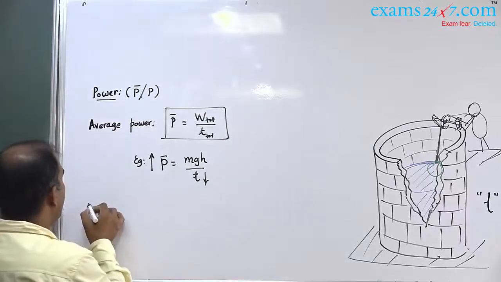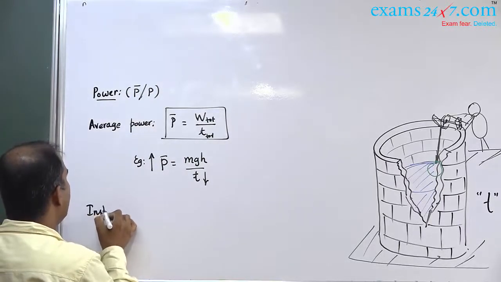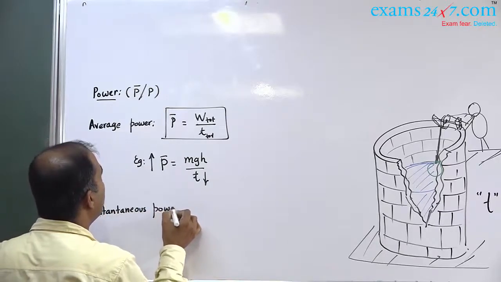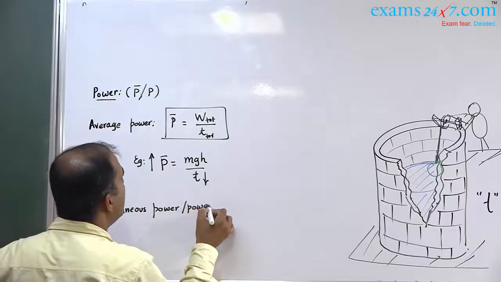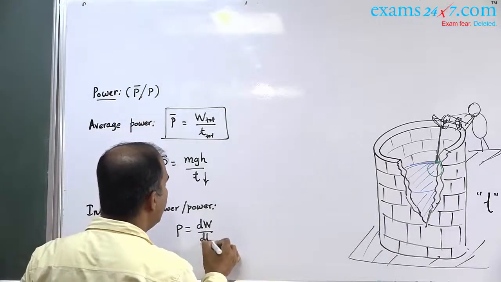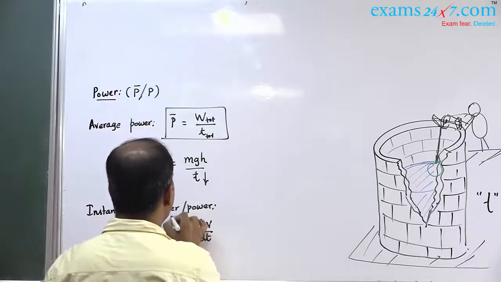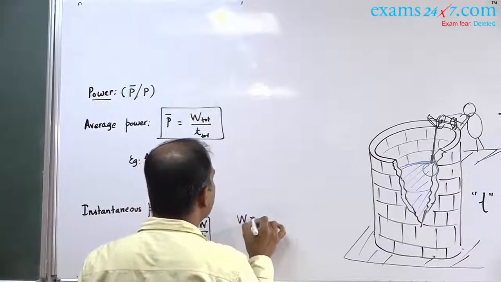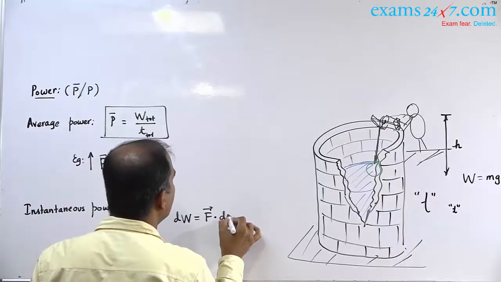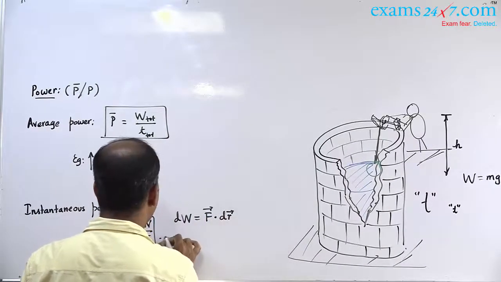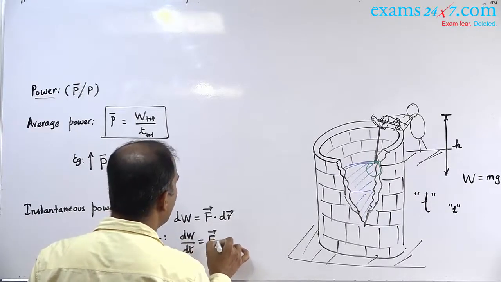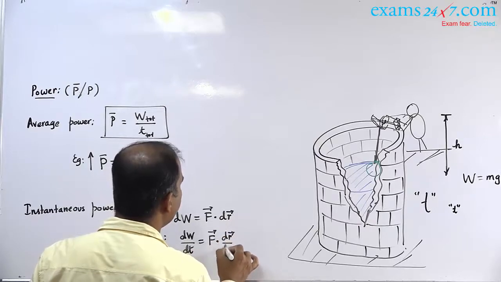The rate at which work is done is called instantaneous power, or simply power from now on. Instantaneous power or simply power is the rate of doing work, dW by dt. So you can easily see that work dW is F dot dr, and therefore dW by dt is F dot dr by dt.